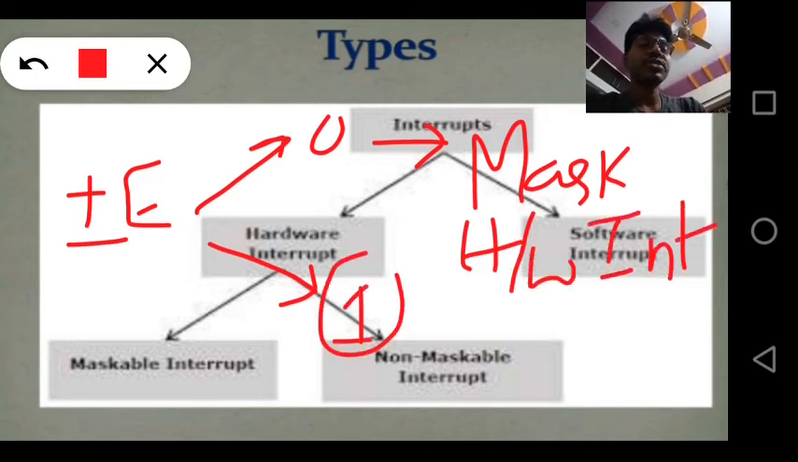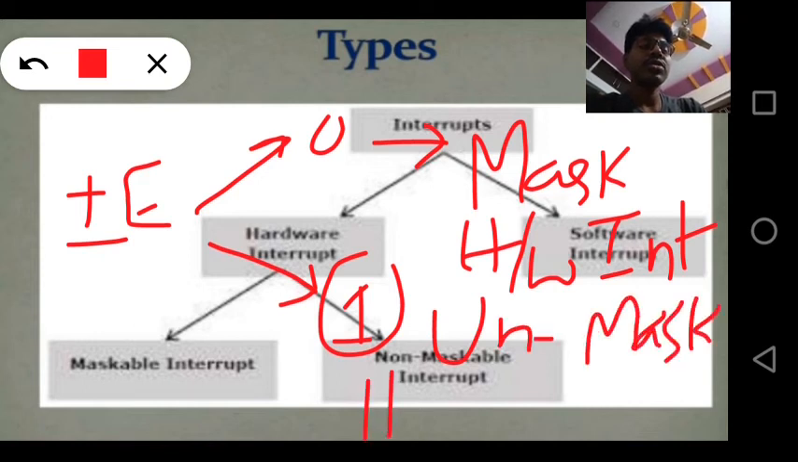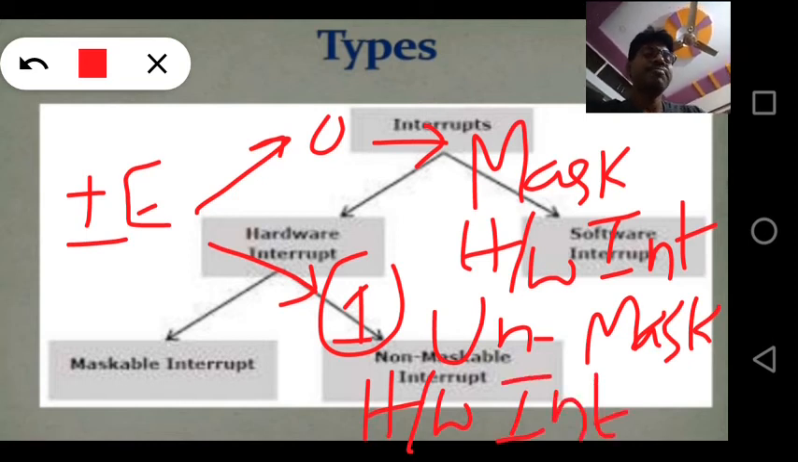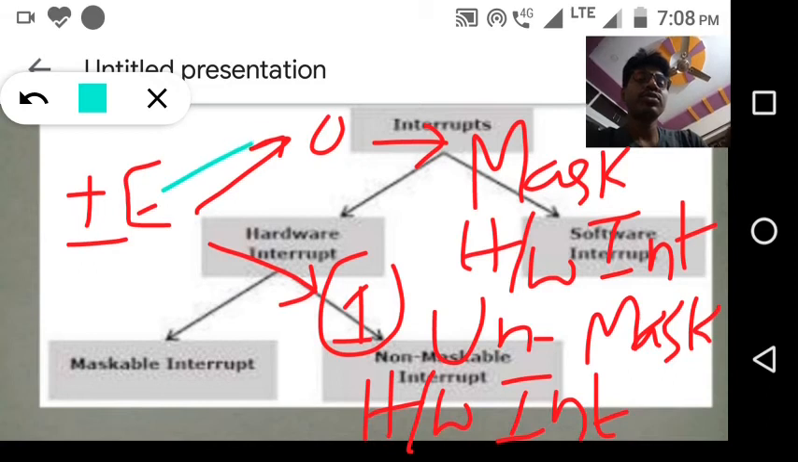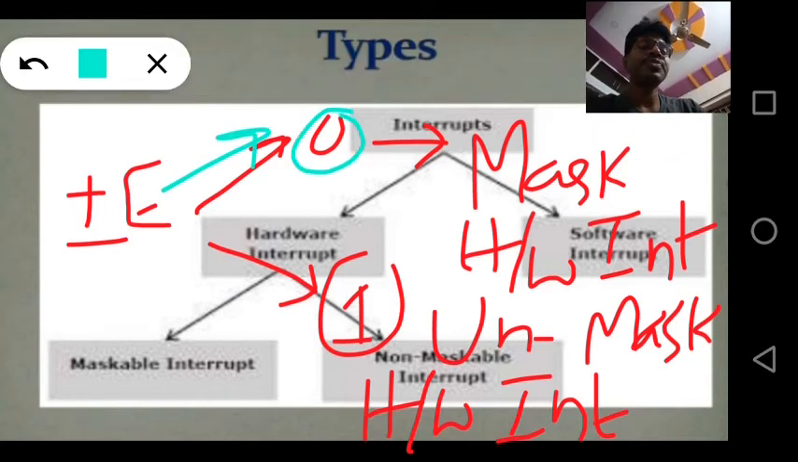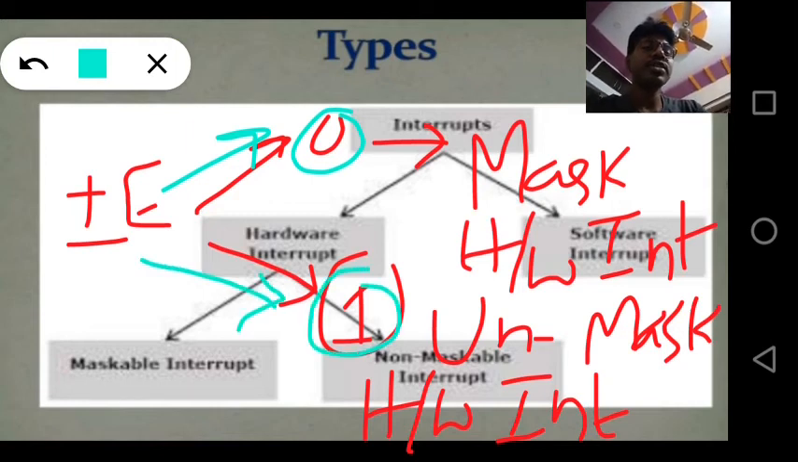So if it is 1, it means unmask hardware interrupt. If the programmer sets the IE value to 0, then hardware interrupt cannot be generated. Similarly, if the programmer sets the IE bit to 1, yes, hardware interrupt can be generated.